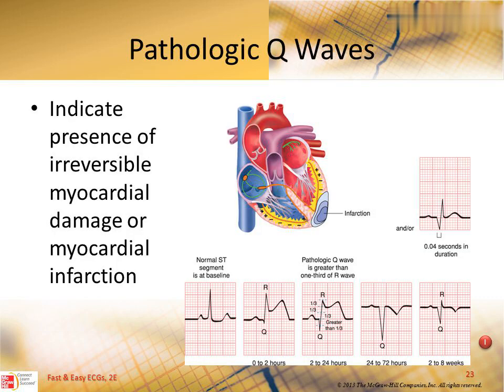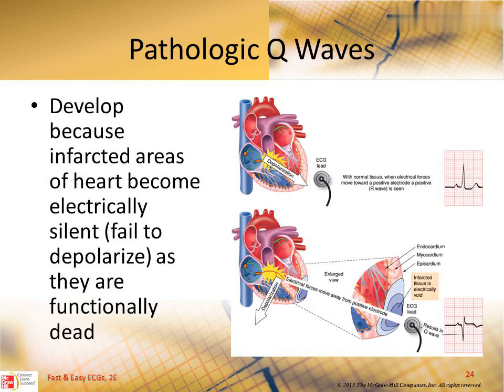Pathologic Q waves indicate the presence of irreversible myocardial damage or myocardial infarction. Instructional point: myocardial infarction can occur without the development of Q waves. Pathologic Q waves develop because infarcted areas of the heart become electrically silent and fail to depolarize, as they are functionally dead.